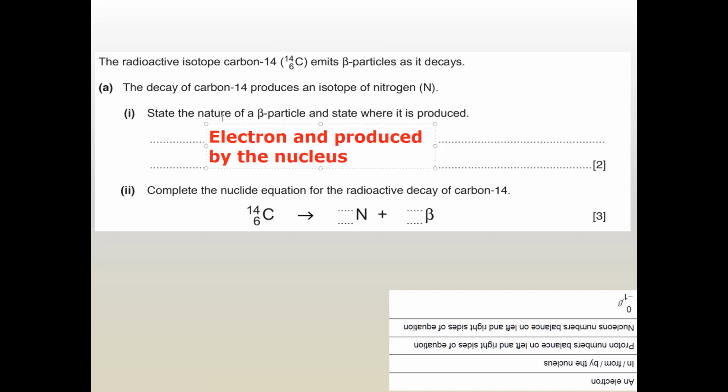So the source of these radiations is the nucleus. Even alpha is emitted from the nucleus, beta is emitted from the nucleus, and the gamma, which we'll discuss, is also emitted from the nucleus.